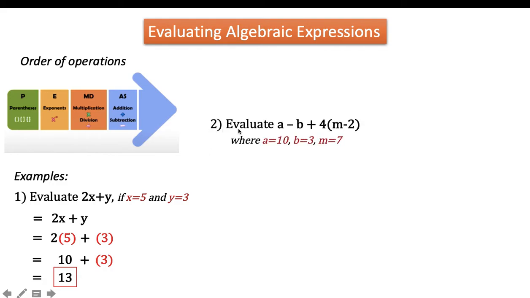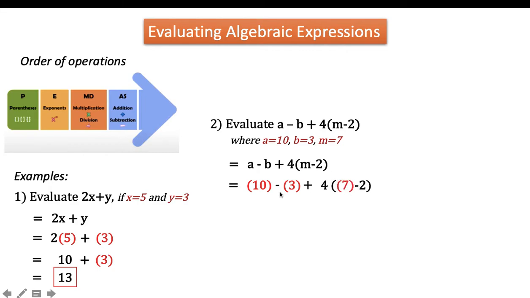In given number 2, evaluate a minus b plus 4 times quantity m minus 2, wherein the value of a is 10, b is 3, and m is 7. So let us write the given algebraic expression. Then let us start with replacing the variables with its given values. So a here is 10, write down minus, then b is 3, write down plus, and write down 4. Then m here is 7, then write down minus 2.